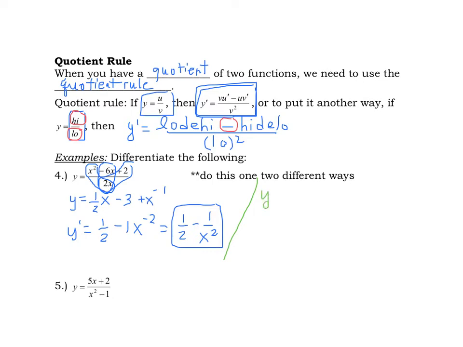This does not require us to simplify, since we have a quotient, a function over a function. We're going to start by doing low d high. So the low is 2x. The d high piece would be 2x minus 6. That's the derivative of what's up. Minus, so that's our low d high, minus the high, so x squared minus 6x plus 2. Okay, that's our high as is. And then d low, the derivative of what's down low, that would just be 2, all over low squared.